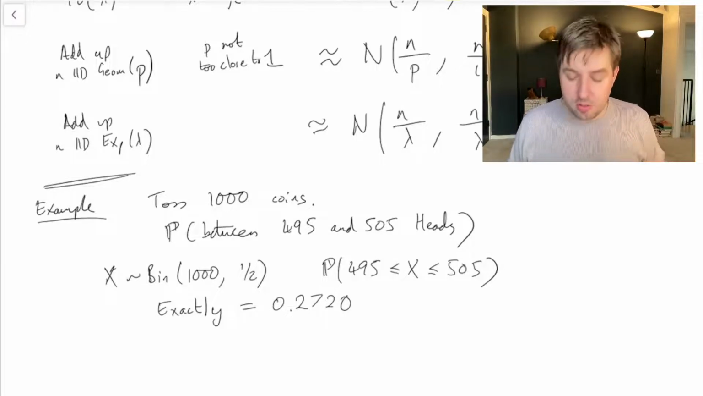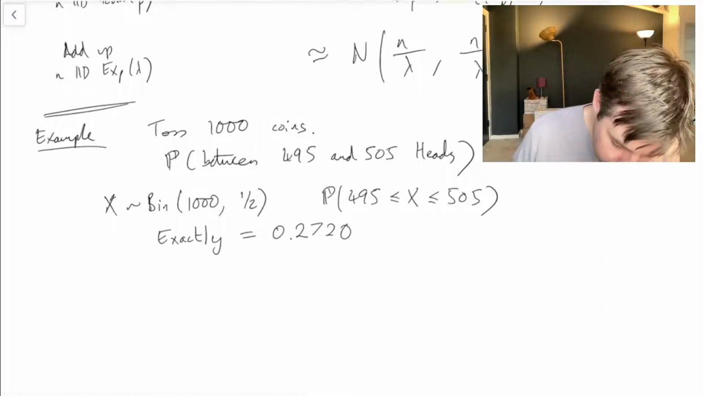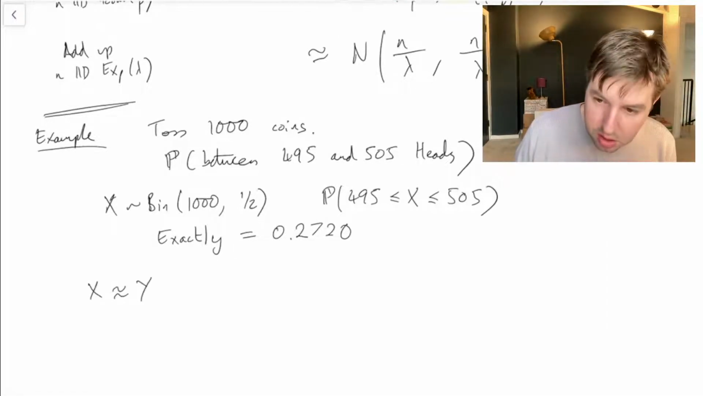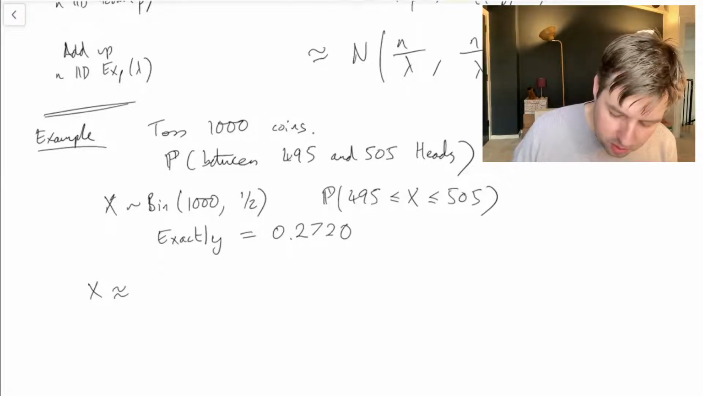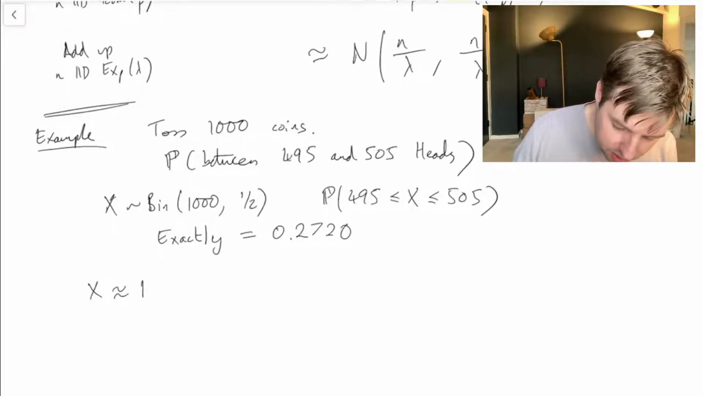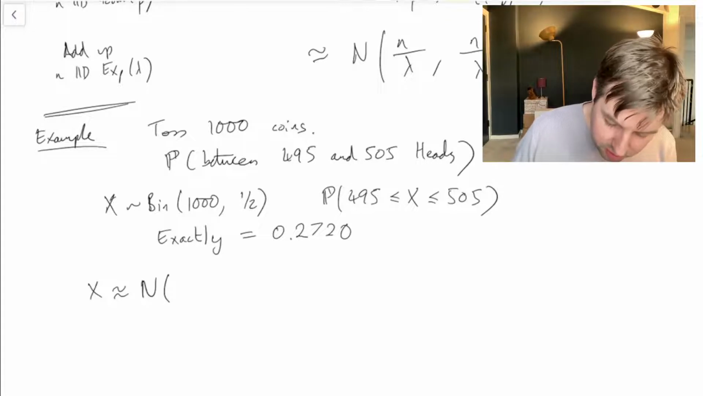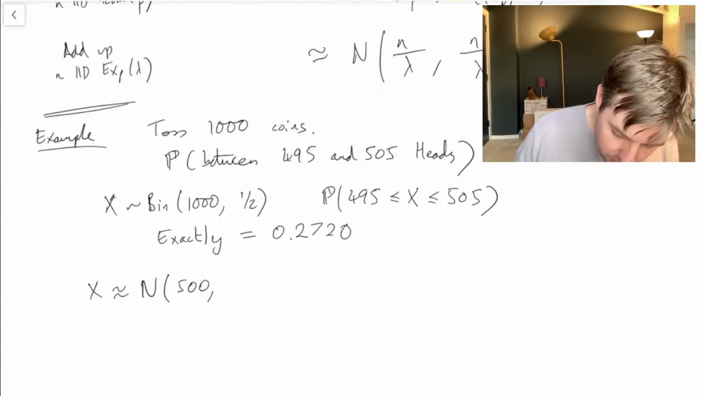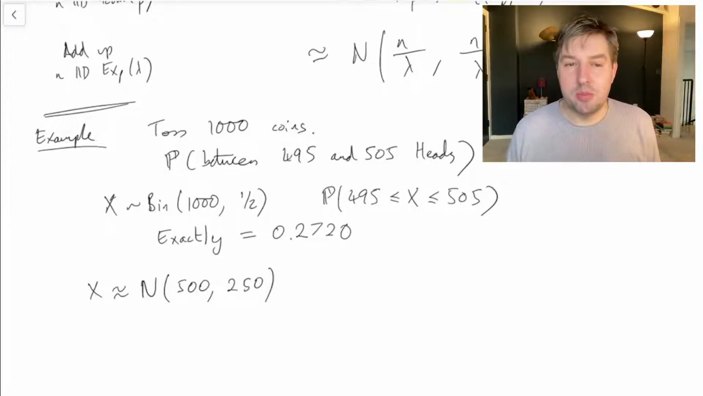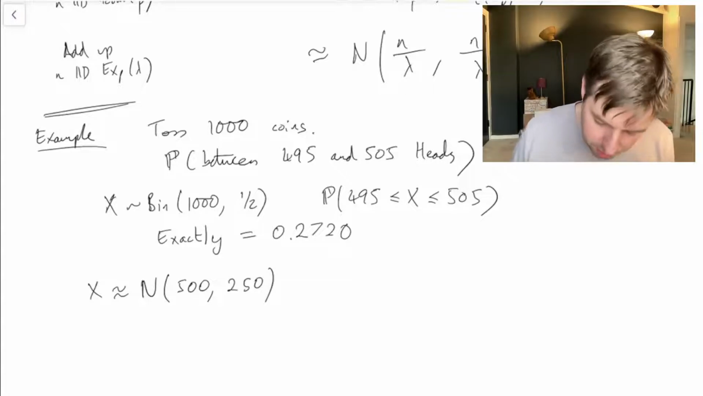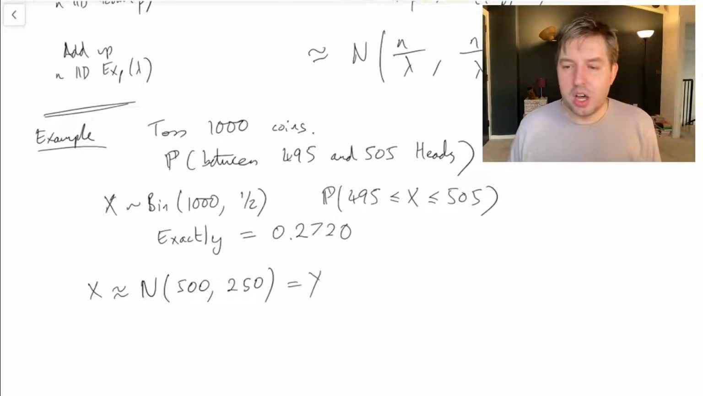But we could approximate this binomial by a normal distribution, which is that we could say it's approximately normal. So the expectation is 1,000 times a half, which is 500, and the variance is 250, 1,000 times a half times 1 minus a half. So if we took that approximation, we could call that thing y, the approximation. Then what would we get from this approximation?